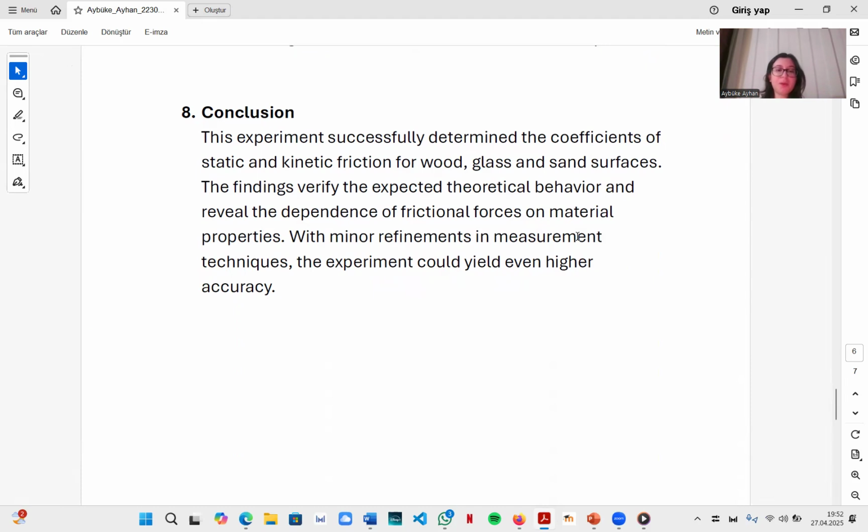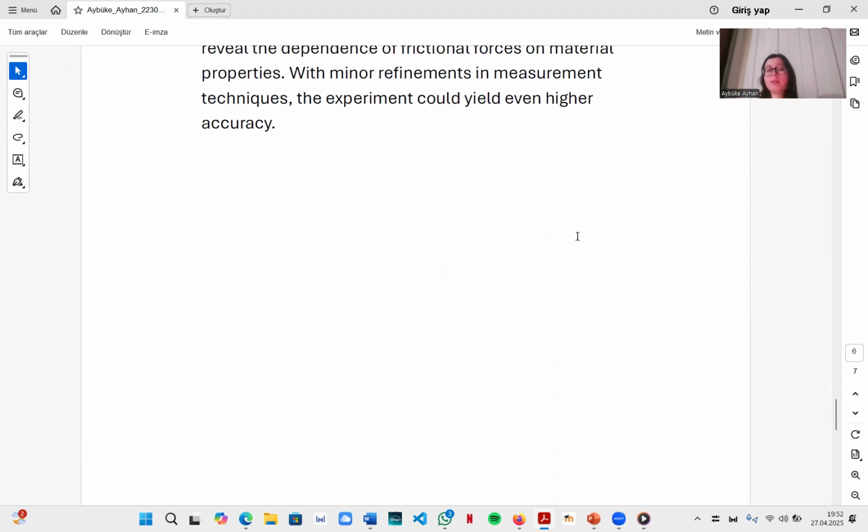In conclusion, this experiment successfully determined the coefficients of static and kinetic friction for different surfaces. The results align with theoretical principles of friction, highlighting the dependence of friction on surface material properties.